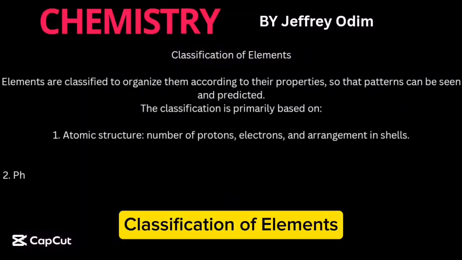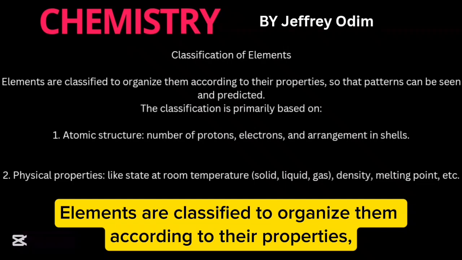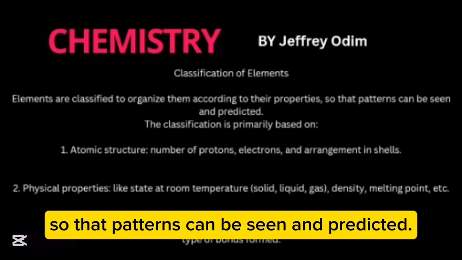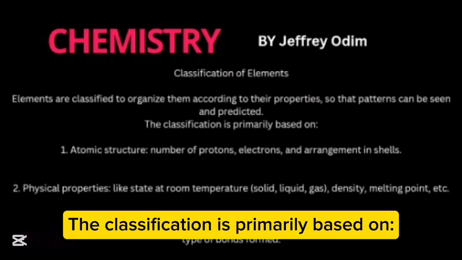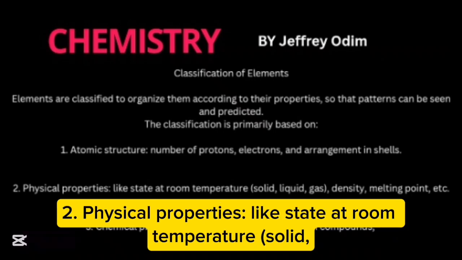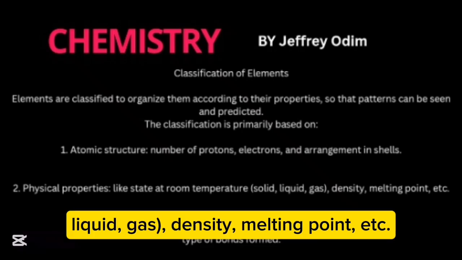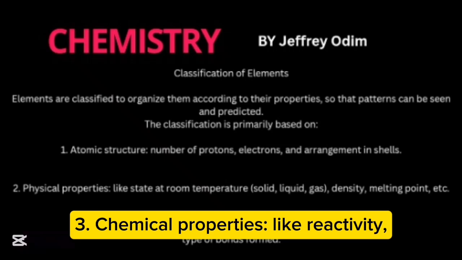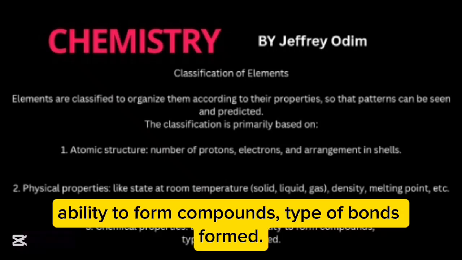Classification of elements. Elements are classified to organize them according to their properties, so that patterns can be seen and predicted. The classification is primarily based on 1. Atomic structure, number of protons, electrons, and arrangement in shells. 2. Physical properties, like state at room temperature, solid, liquid, gas, density, melting point, etc. 3. Chemical properties, like reactivity, ability to form compounds, type of bonds formed.